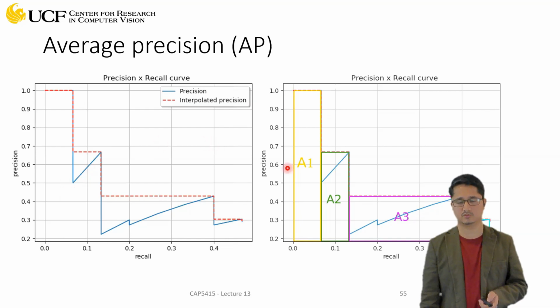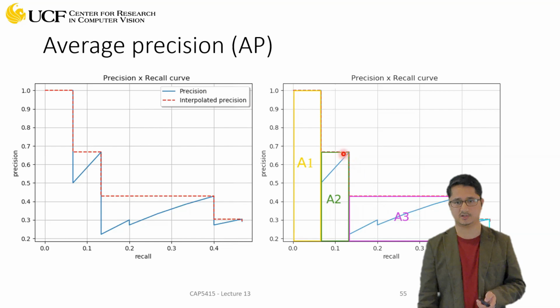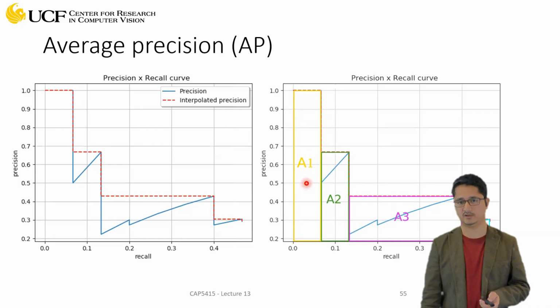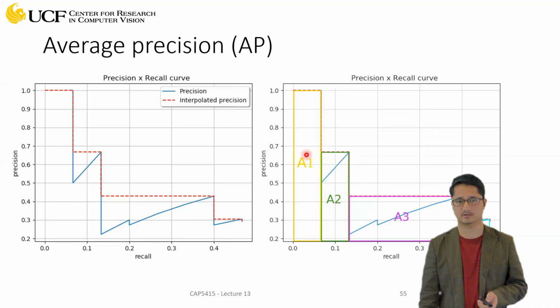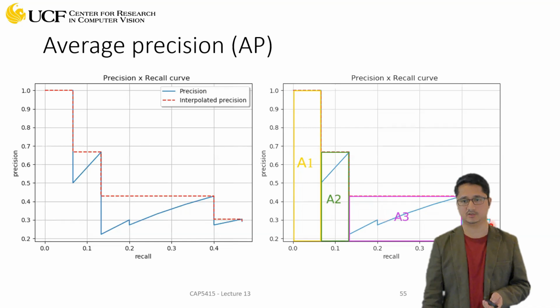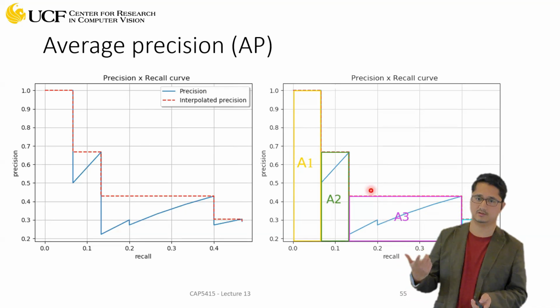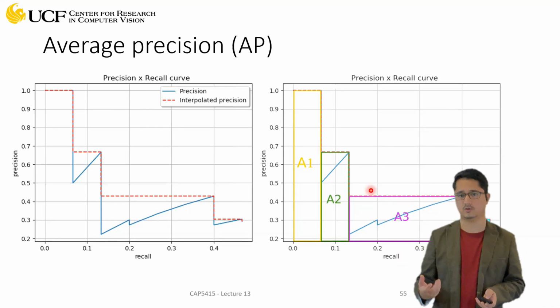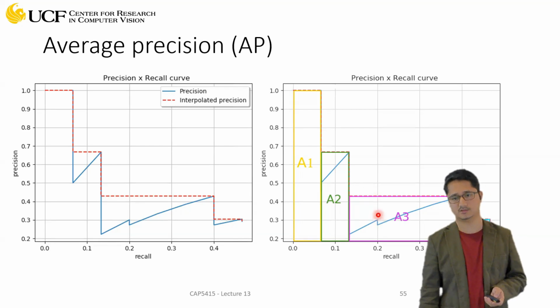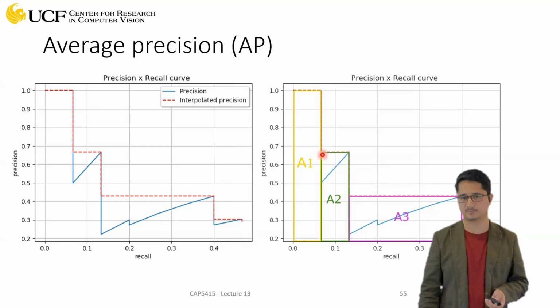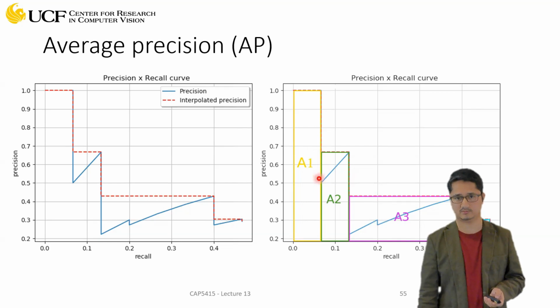And this will give you these kind of bounding boxes. You just ignore these lines, these steps. This gives you some area where you can sum the area A1, area A2, area A3, and this A4. The sum of all these areas of all these rectangles, again normalized, is called your average precision. The higher the number is, the better the algorithm is.